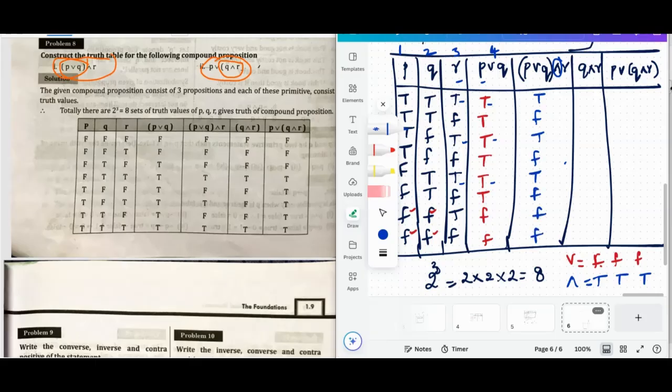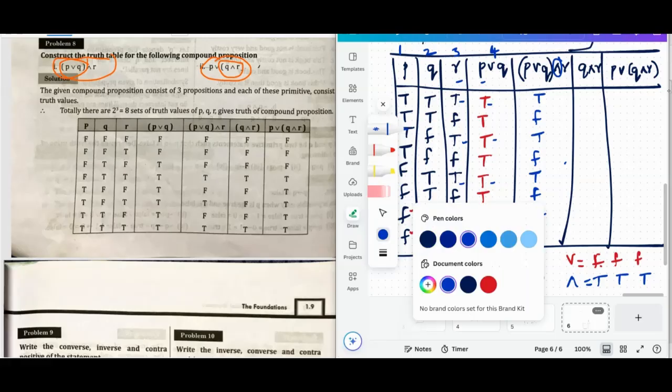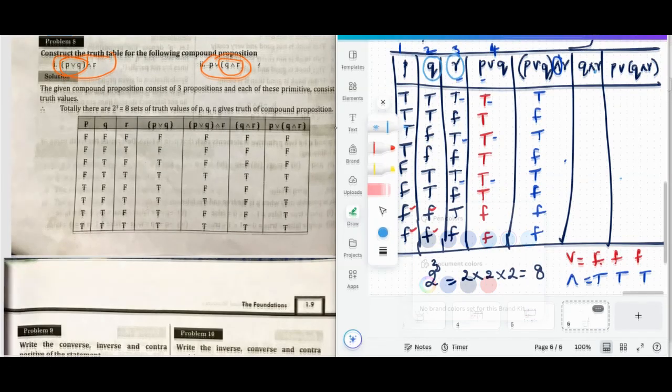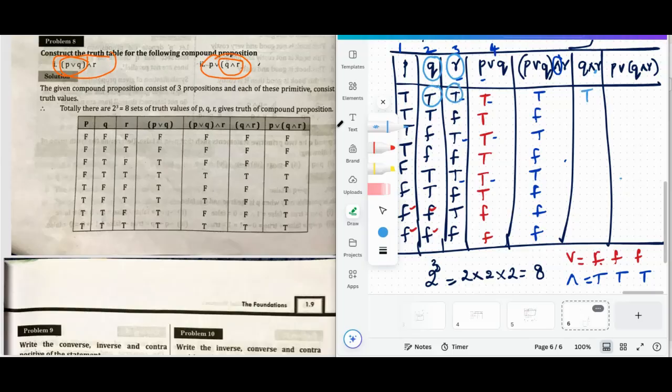Then we'll move on with the next one. Here we will find Q and R. Q and R where you have T and T, it is T. The condition is T and T it is T. So the remaining all will be false.